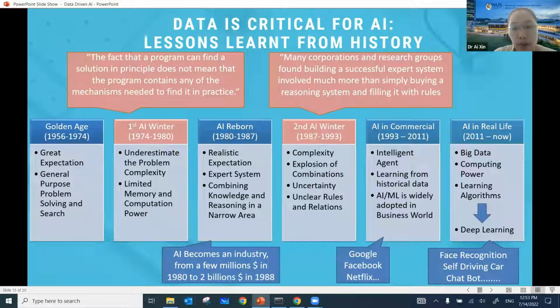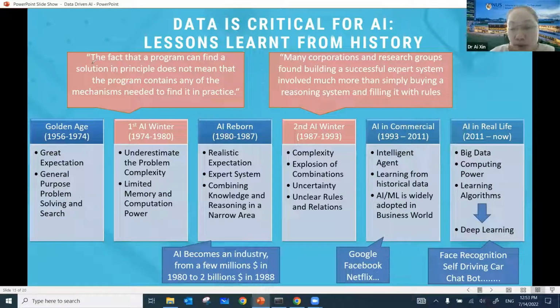And we want to emphasize AI is critical, data is critical for AI. Besides just now the Lincoln Laboratory table, we can also learn this from history. In the past, there are 2 AI winters. And the first AI winter is because people realize the fact that we can solve a problem in theory doesn't mean we can solve a problem in practice.